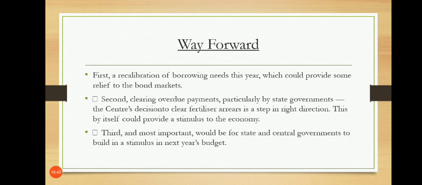Okay, third and the most important would be for state and central governments to build in a stimulus in next year's budget. So what they are suggesting is that while we are moving towards this balanced budget, you also need to take care of the stimulus in the next year's budget. Okay, so from now onwards, central and state government should try to contemplate how they're gonna implement the schemes for the next year's budget as well.